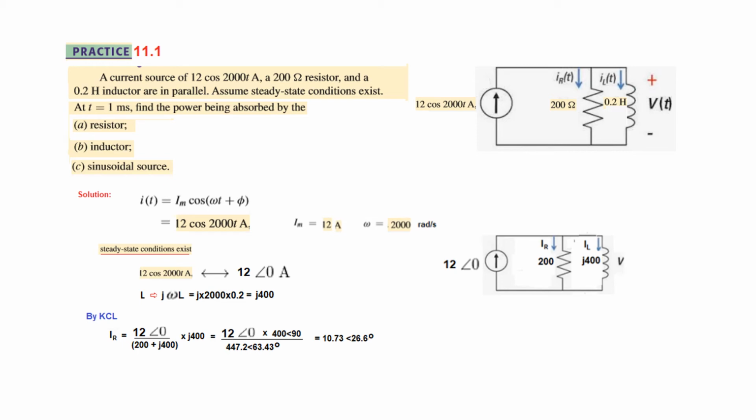j400 can be written as 400 angle 90 degrees, and you can solve this with your calculator, converting into polar form, and then dividing or simplifying, we get this answer. So this is IR, and similarly we can find IL: again total current divided by total impedance multiplied by the opposite arm. Now we are finding this, so we'll multiply by 200, and the answer is as shown here. So we have found the two currents.